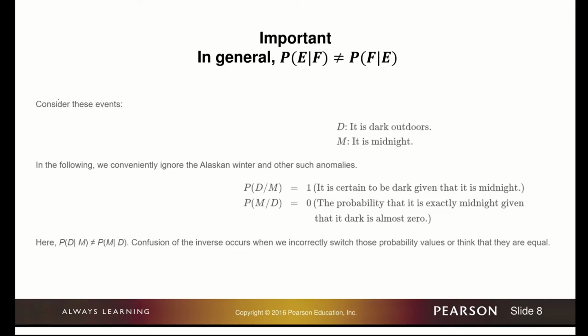One thing that I really would like you to pay attention to is the fact that this is not invertible. In other words, the probability of E given F is not the same as the probability of F given E. This happens quite a bit, and it's called the error of the inverse. So make sure you don't make that mistake. Here's a really nice example to get that point across.